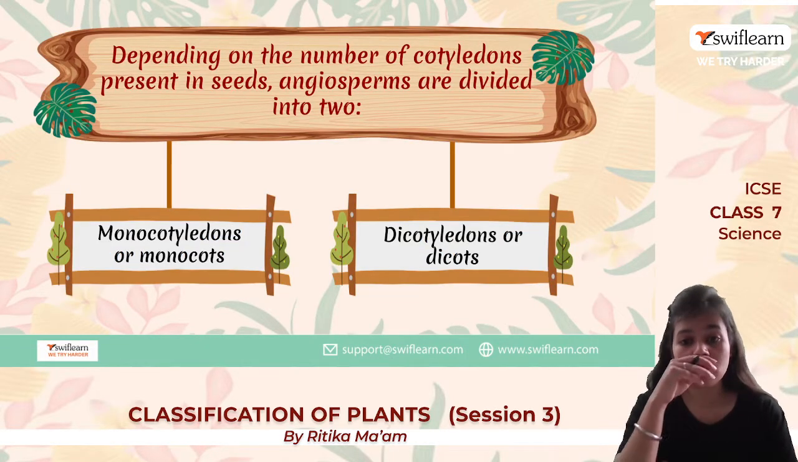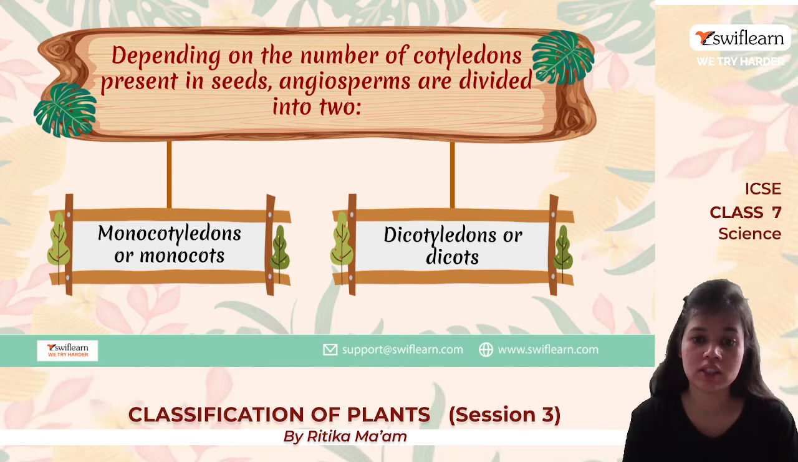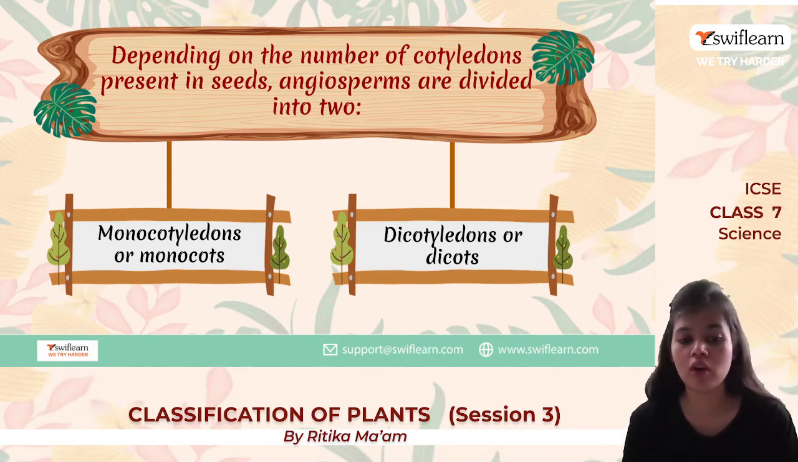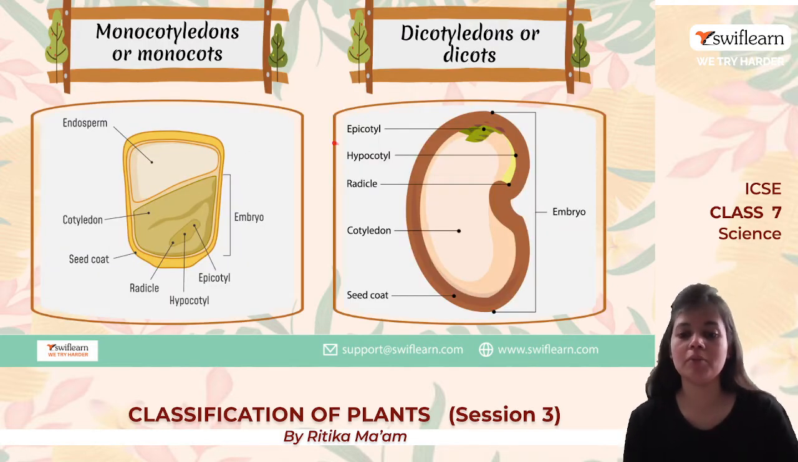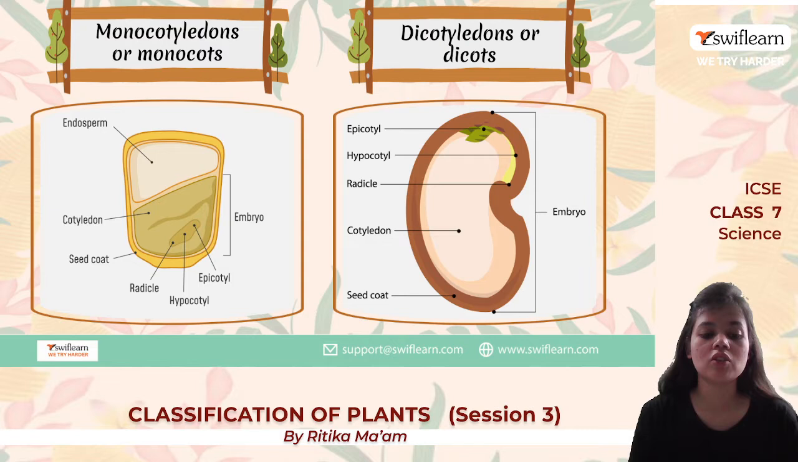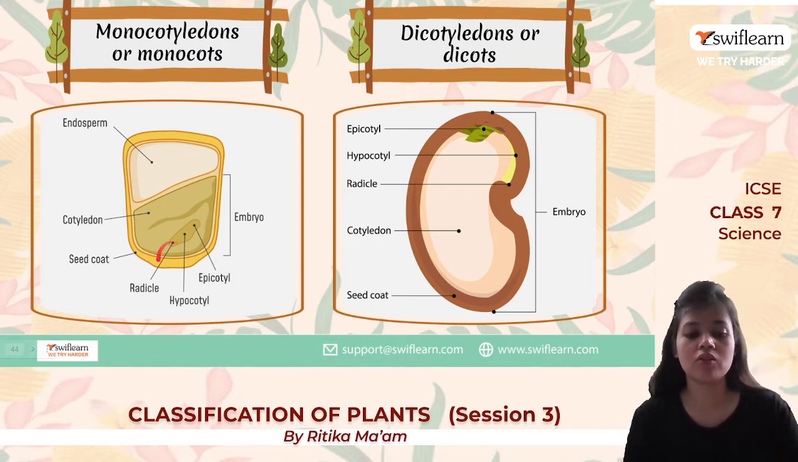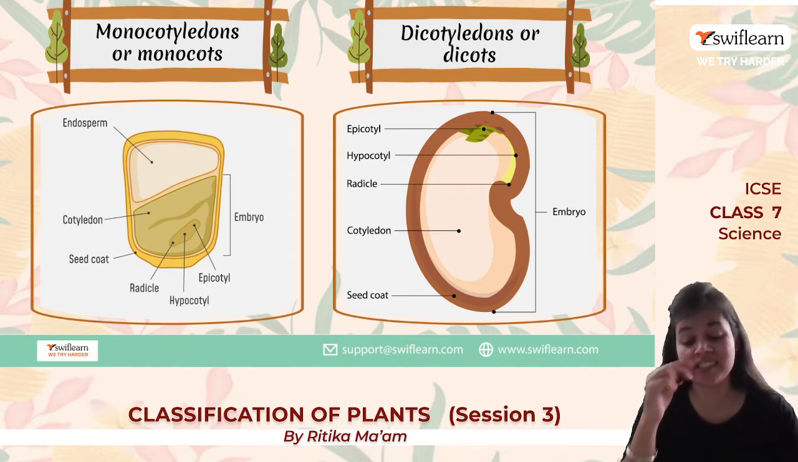Now we just saw cotyledons, which are present in the seed. So angiosperms we can again divide into two types, that is monocots or monocotyledons, and dicots or dicotyledons. Let's see what we mean by each of them. Monocots look somewhat like this, which has endosperm, cotyledon, seed coat, radicle, epicotyl, embryo, and hypocotyl. And dicot looks somewhat like this. We will see in detail what the difference between both of them is.